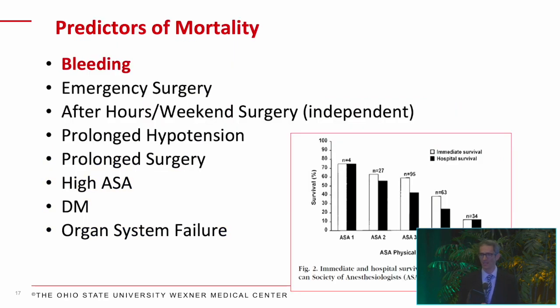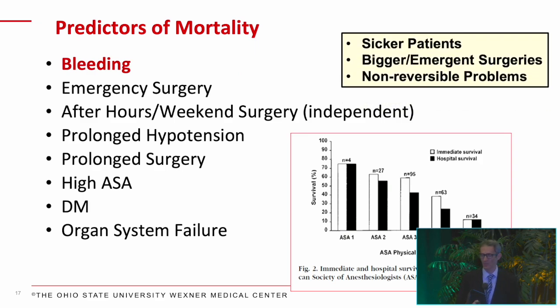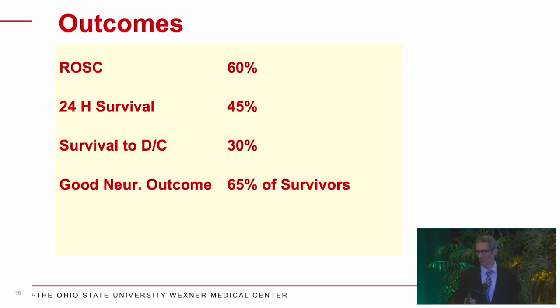So predictors of mortality, and this is, I think, kind of obvious. So bleeding is one of the more common reasons that people don't recover from cardiac arrest perioperatively. Emergency surgery, surgeries that happen after hours, weekends, prolonged hypotension, sicker patients, all that kind of stuff. So basically, sicker patients, bigger surgeries happening after hours, and non-reversible problems like bleeding that can't be stopped. Those are associations with mortality from perioperative cardiac arrest.